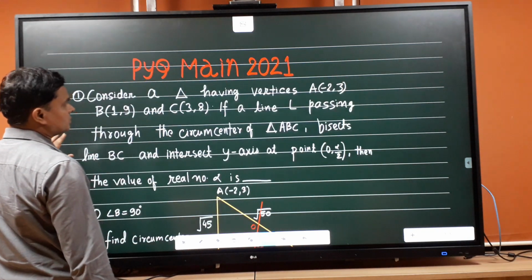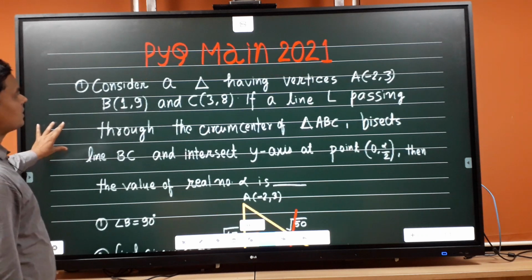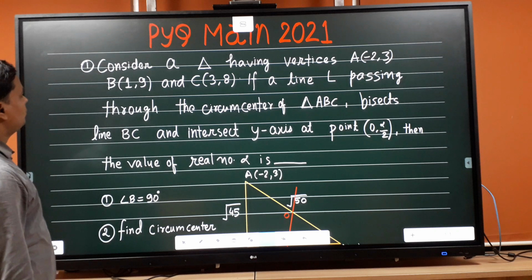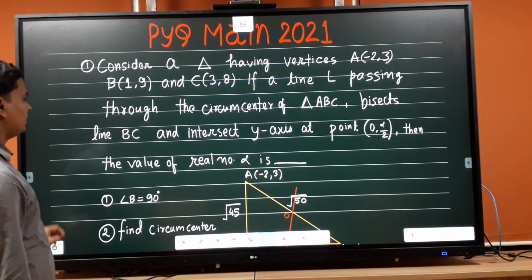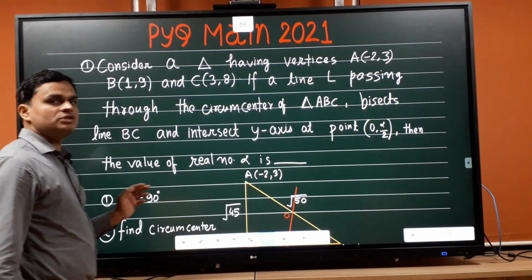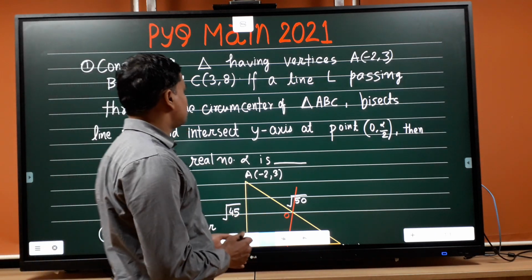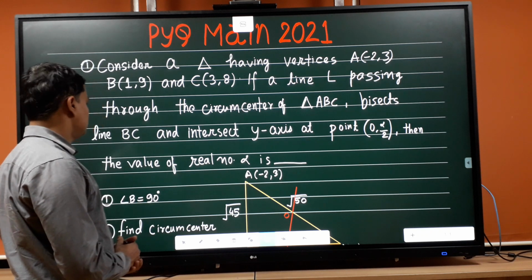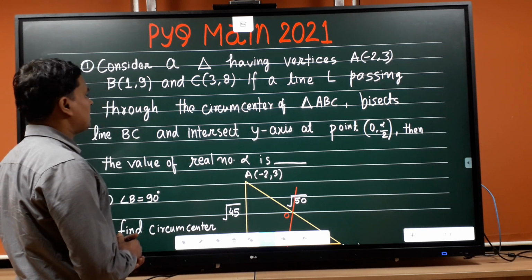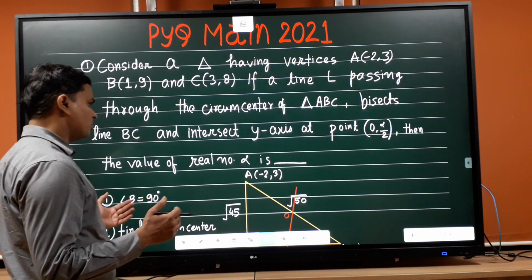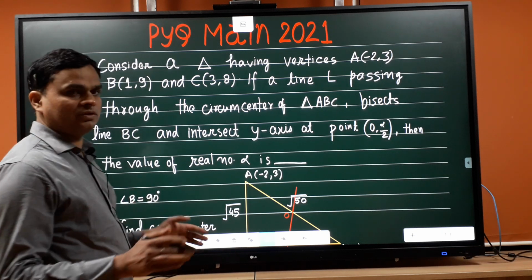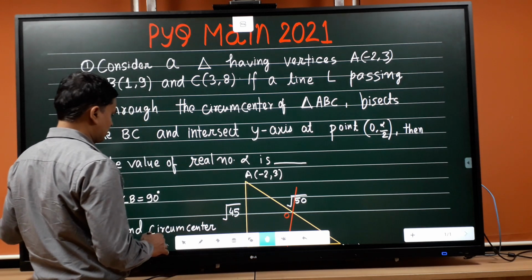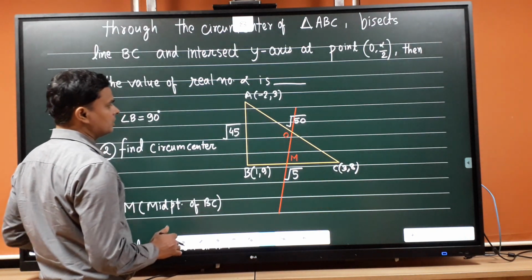The first question says: consider a triangle having vertices A(-2, 3), B(1, 9) and C(3, 8). Three vertices of a triangle are given, and it says that if a line L passing through the circumcenter of triangle ABC bisects line BC and intersects the y-axis at a point (0, alpha by 2), then find the value of alpha. Alpha is a real number. So I have drawn the diagram beforehand so as to make things quicker.